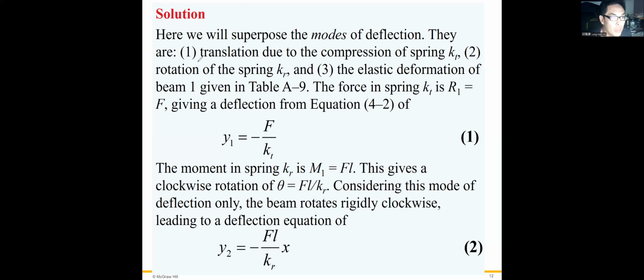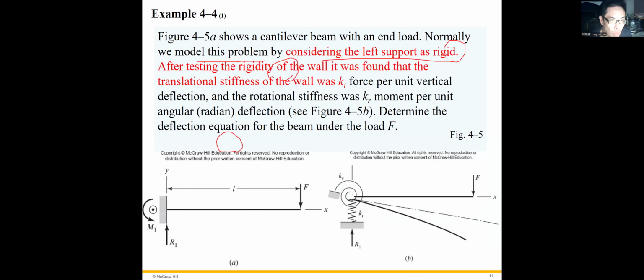So first we have the translation, due to the compression of the spring Kt, and the rotational stiffness, or rotational spring constant, spring rate. So we can define y1 at the point right here, point 1.